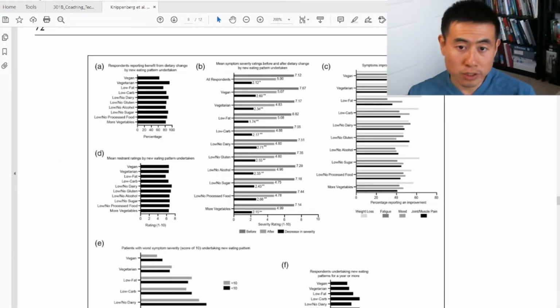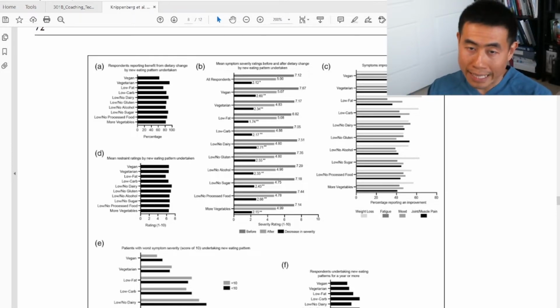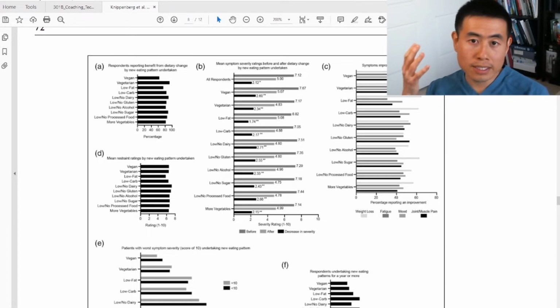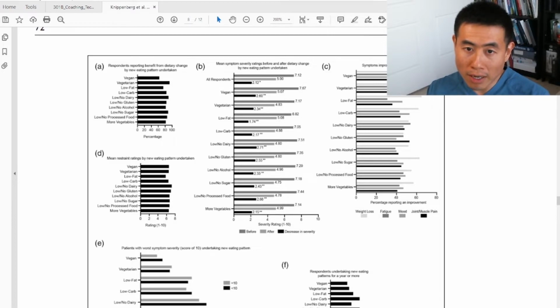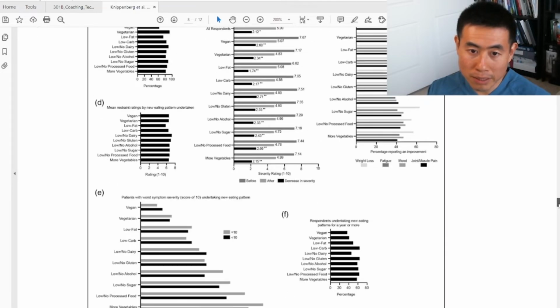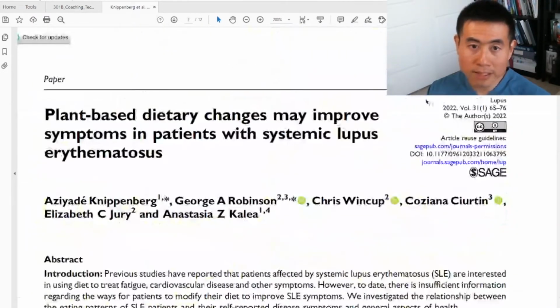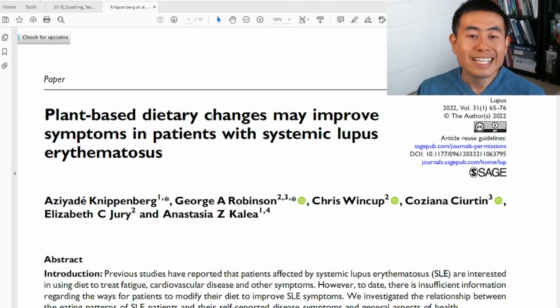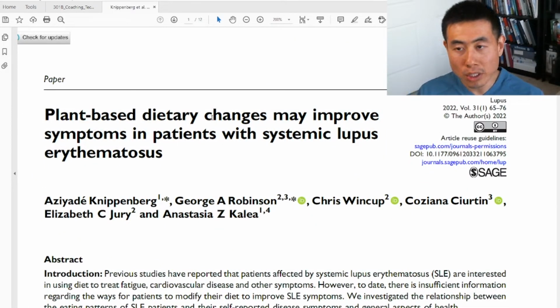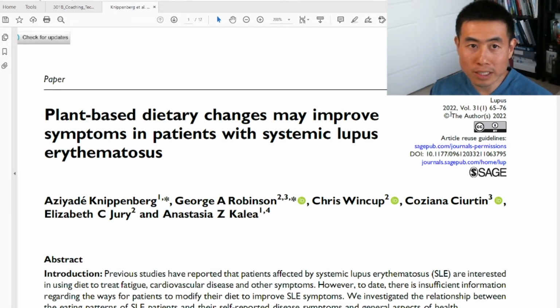So I just want to bring your attention to this paper. I think it's very important. We don't have too many studies in lupus on diets, and this was in a good journal, Journal of Lupus. The overall theme here is more vegetables, less processed food. There are many more graphs and bar charts that we can talk about, but it's going to be redundant here. You can always pull up this paper and look on PubMed. The title is Plant-Based Dietary Changes May Improve Symptoms in Patients with Systemic Lupus Erythematosus, Journal of Lupus, back in 2022, this year, while I'm talking, okay?